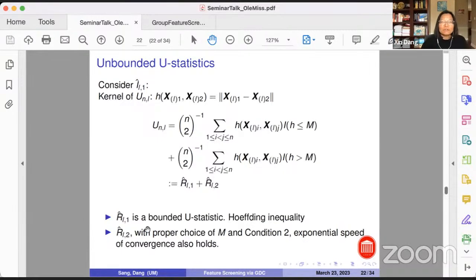So your first part is easy. With Hoeffding inequality, you can prove this R1 converges to the population R1. The second part is unbounded, the tail part, and we use your condition 2. In condition 2, you have some requirement for your tail decreasing quickly enough, and you choose M so that they still have the exponential convergence rate. That's the most important technique we need to go over for this part.